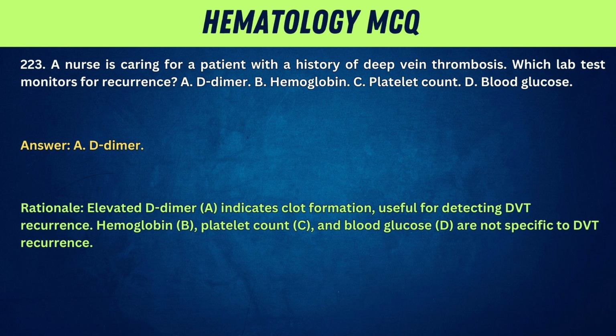223. A nurse is caring for a patient with a history of deep vein thrombosis. Which lab test monitors for recurrence? A. D-dimer. B. Hemoglobin. C. Platelet count. D. Blood glucose. Answer: A. D-dimer. Rationale: Elevated D-dimer, A, indicates clot formation, useful for detecting DVT recurrence. Hemoglobin, B, platelet count, C, and blood glucose, D, are not specific to DVT recurrence.